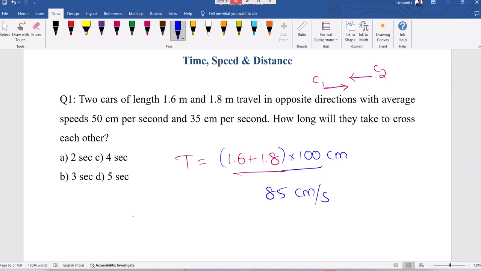As they are in opposite directions, we can add the speeds, right? So 3.4 into 100 is 340, divided by 85. If you go with 4 times, we got 345. So let's see the next one.